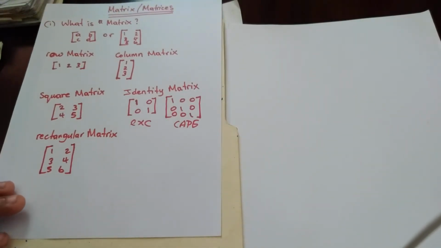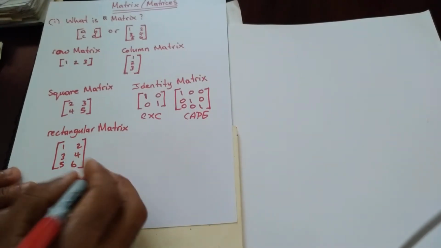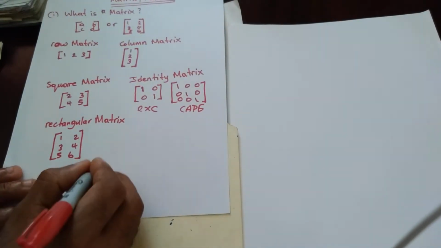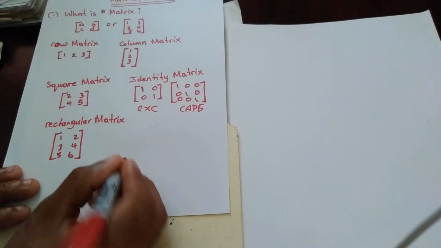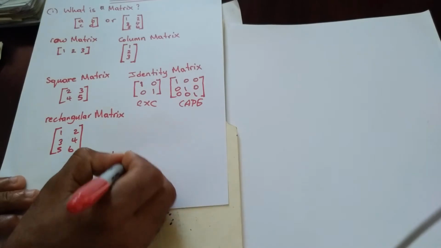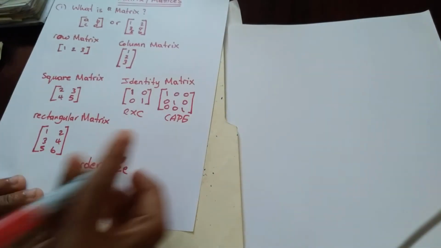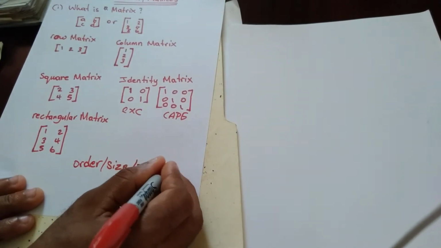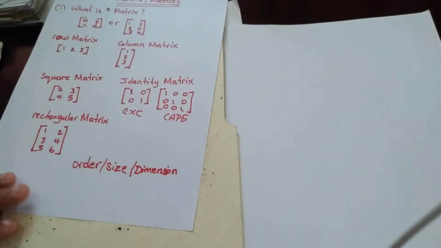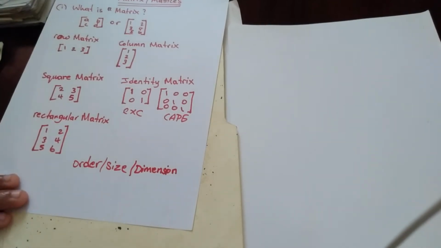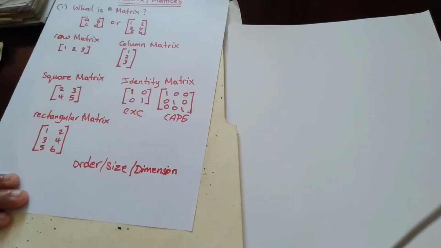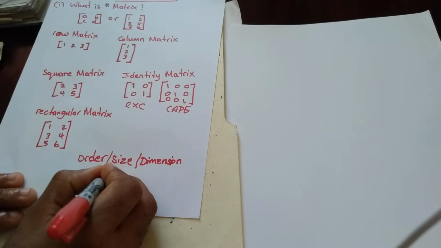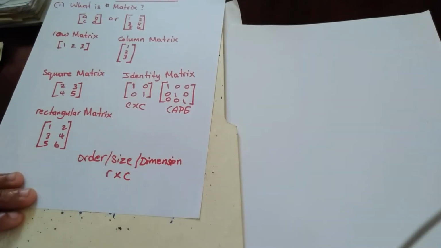What else do they have here? They want us to talk about the order. So the order of a matrix, or we could say the size of a matrix, or we could also say the dimension of a matrix. So how we basically define the order, which is the same thing as the size or the dimension, is the number of rows by the number of columns.